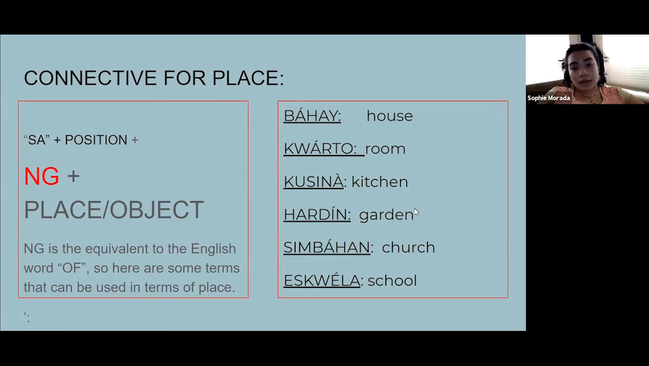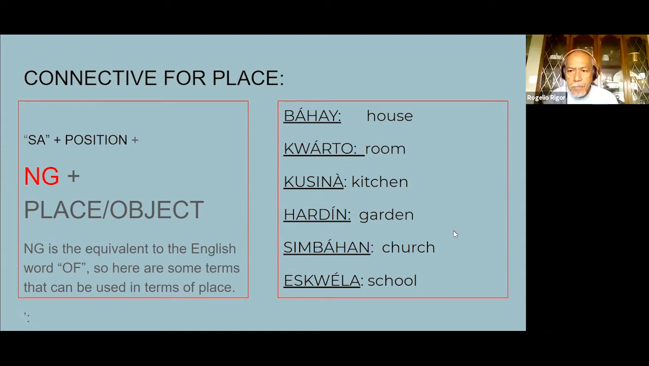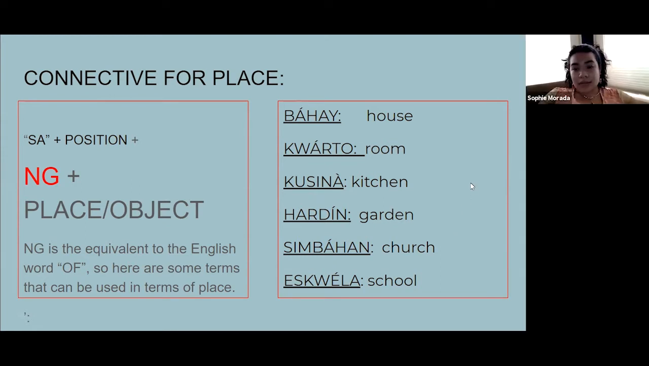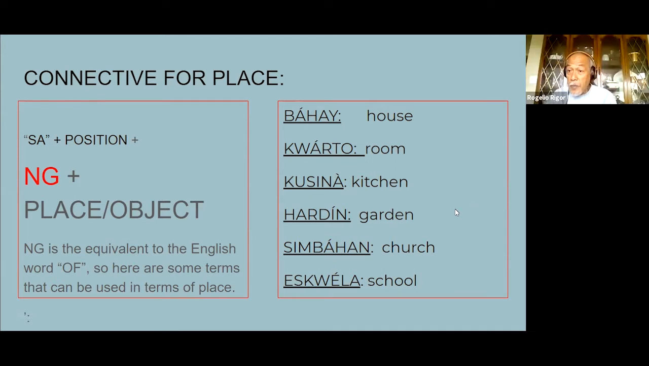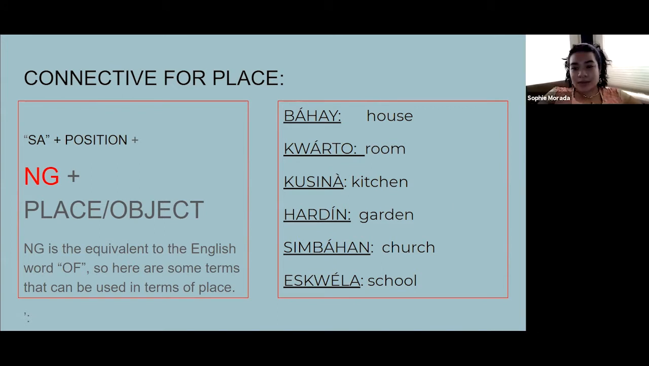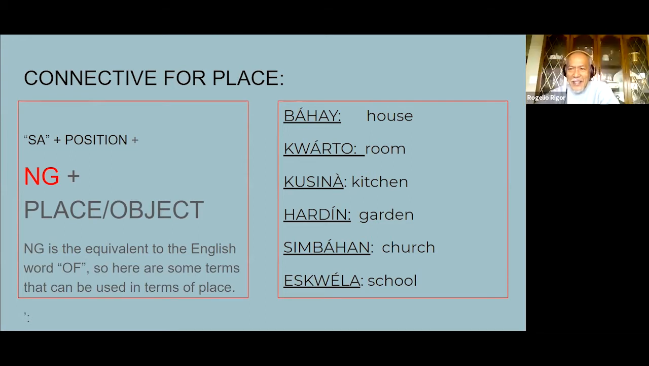Bahay, kwarto, kusina, hardin, simbahan, eskwela. Okay, yes. And you can see here, some words are from Spanish. Can you figure out which words they are from Spanish? Kwarto, kusina, hardin, eskwela. Yes, you're right. All these are derived from the Spanish words, all right? Cuarto, cocina, jardín, escuela. But bahay and simbahan are the ones that are more Tagalog.